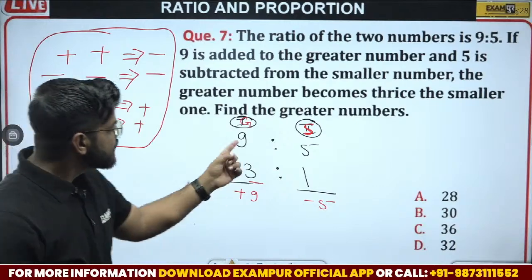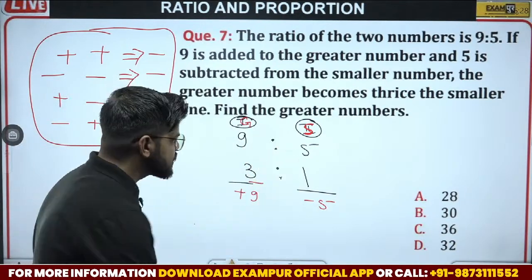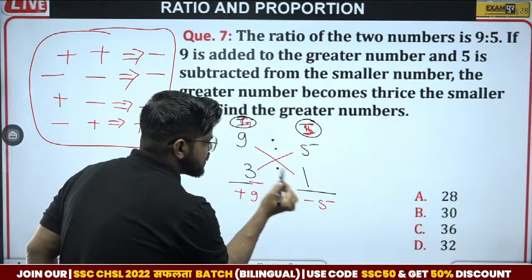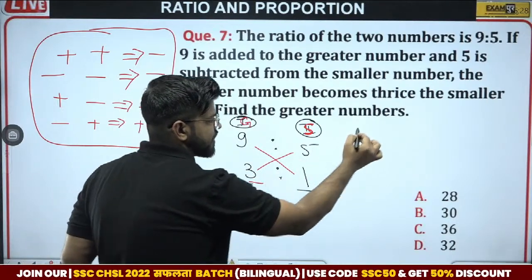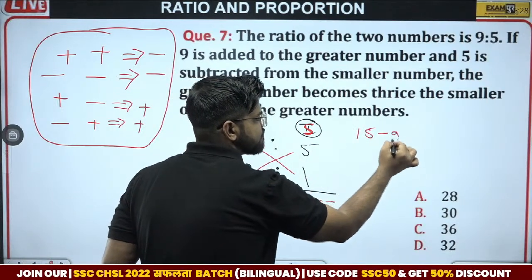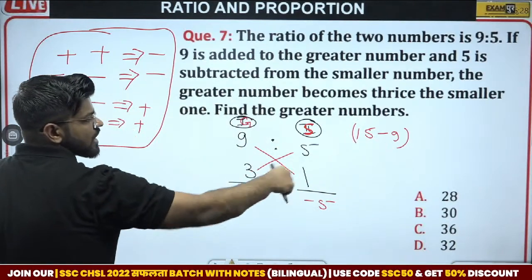So here we have this ratio, and we have to cross multiply. So 9 ones are 9 and here is 15. So 15 minus 9. Why? Because all these values are positive.